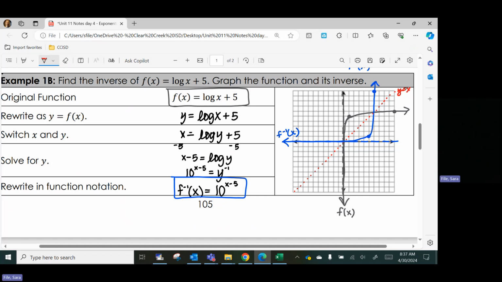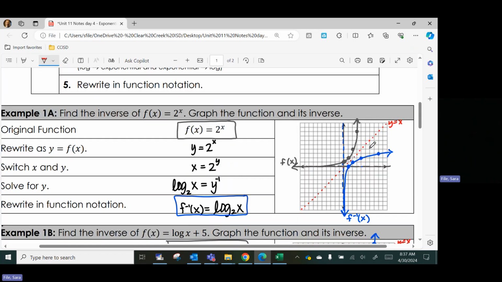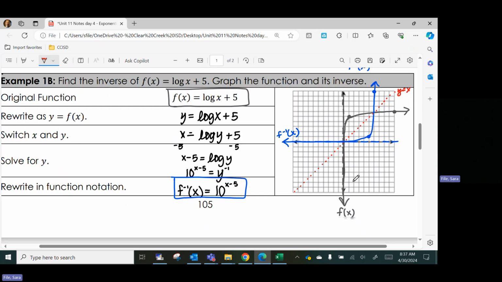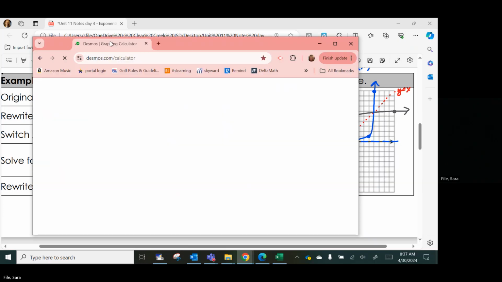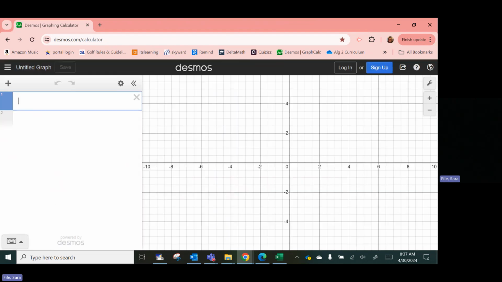Y'all agree? So you can see sometimes they're on opposite sides of that line. They don't intersect. They can intersect though. They can cross that line and intersect each other and cross that y equals x and still be inverses. And it would look something like this. Okay, in Desmos. Just going to show you what that looks like in Desmos.